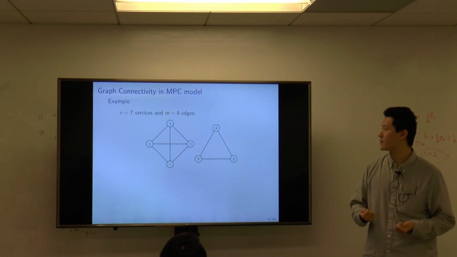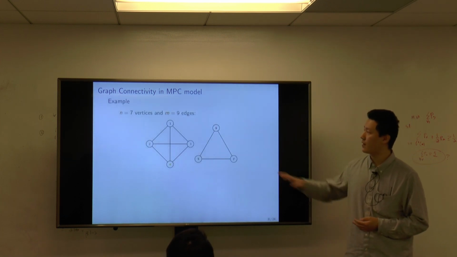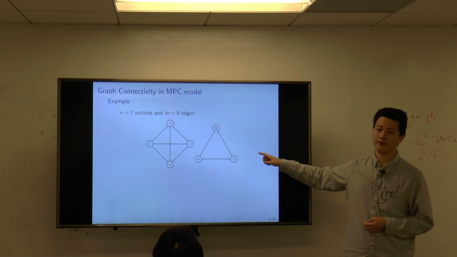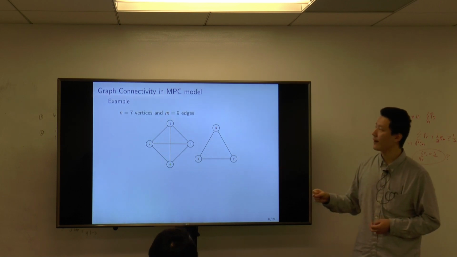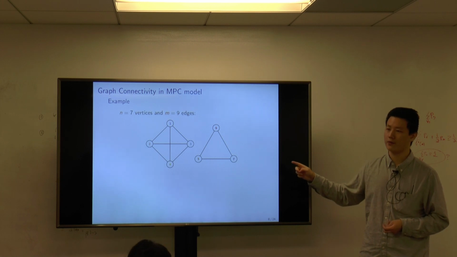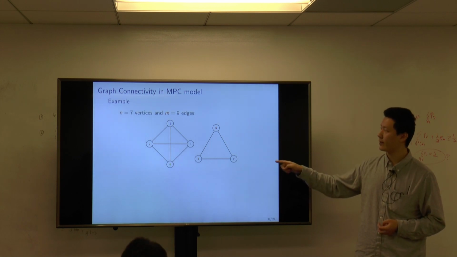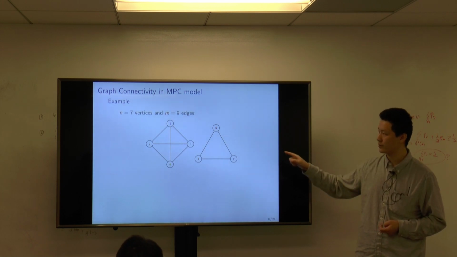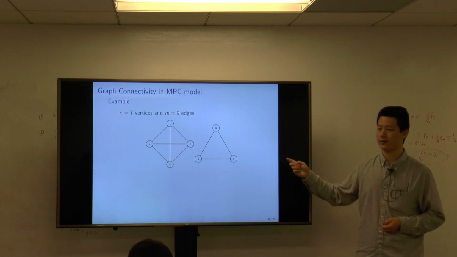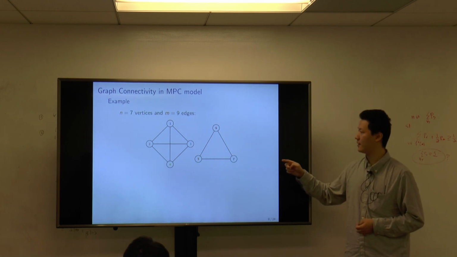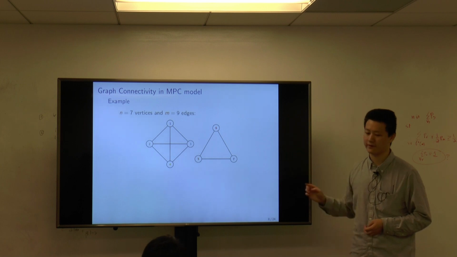So here is an example. Your input is this graph. It has 7 vertices and 9 edges, and it has 2 connected components. One is a 4-clique, which contains the vertices 1, 2, 3, and 4. Another is a triangle, which contains vertices 5, 6, and 7.